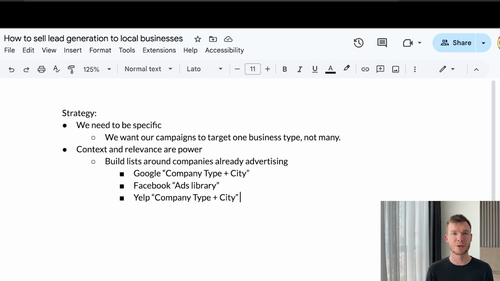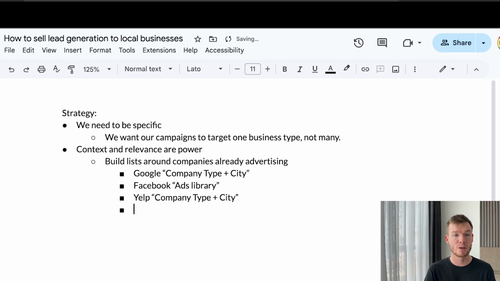Also, if we sell Facebook ads, we can make our messaging specific. I see you're running Google ads. Have you tried Facebook ads? Or I see you're running Facebook ads. Have you tried Google ads? Our Facebook ad strategy would do really well for Google strategy. Or I see you're using Yelp. It sucks. Use Google. So we can add context, understanding where they are, and have high relevance in our copy, which is going to make us more likely to actually get a lead from a prospect.